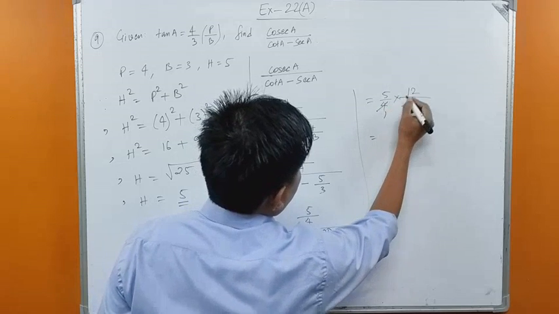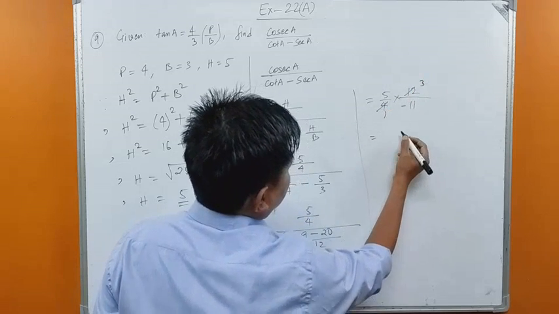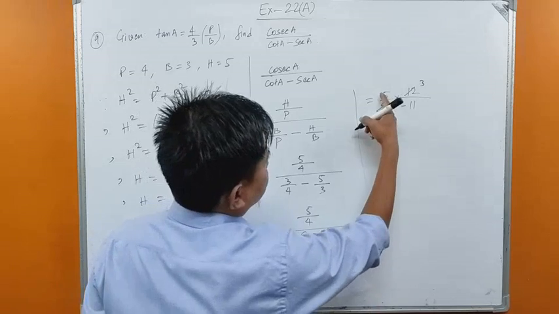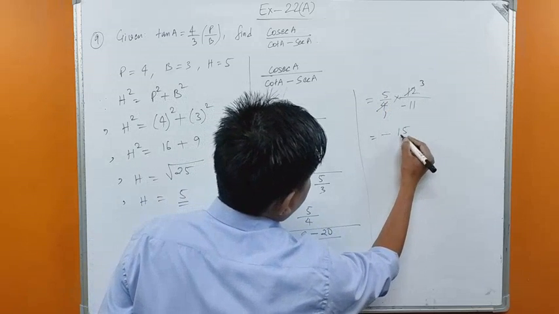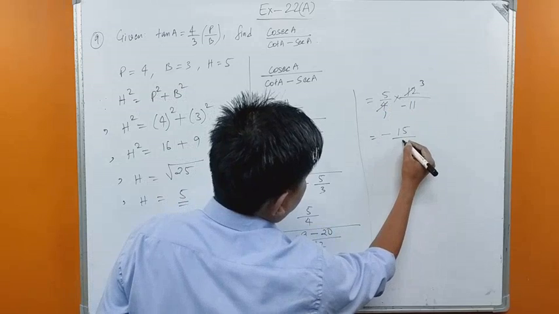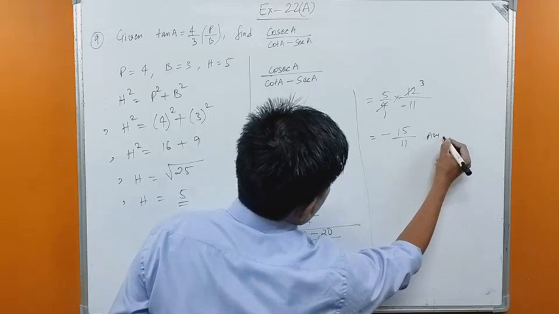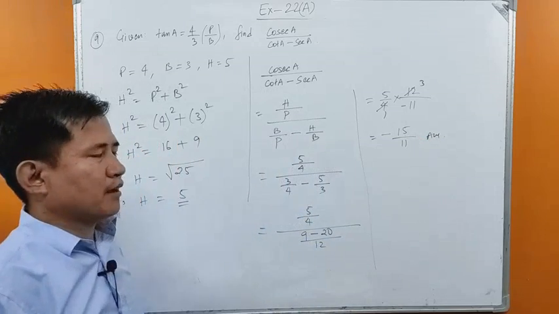So 4 1s are 4, 4 3s are 12. Okay. Now we cannot keep minus in the denominator, so minus is brought in the numerator. So 5 3s are 15 minus 11. Sorry, this 11. Okay, minus is brought in the numerator. So this is the answer, 15 upon 11. Okay, I hope you got this.